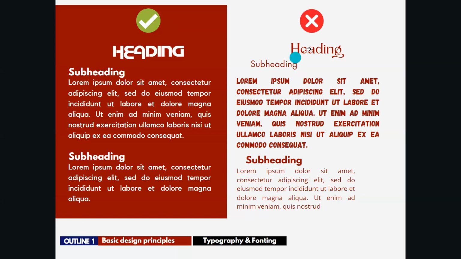You can see here, how many fonts do we have? 1, 2, 3, 4, 5. We have 5 different kinds of fonts in just one design. Like I said, you can see for yourself which one is neat, which one is more appealing, which one is more readable. This is obviously the one towards the left. This is the one that's more readable.